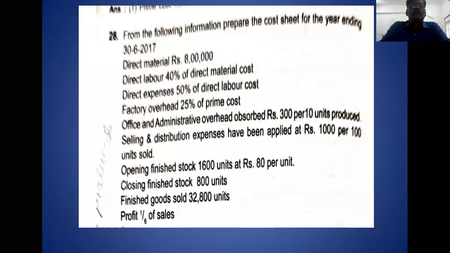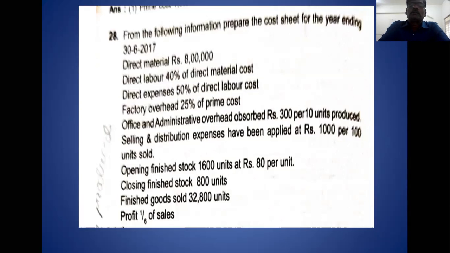Regarding the costing information, they have given us direct material, rupees 8 lakh. And the second item, direct labor. Direct labor is 40% on direct material cost. So you calculate 40 percent on 8 lakh rupees, that will be direct labor.